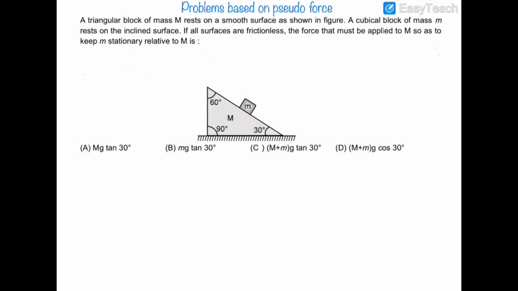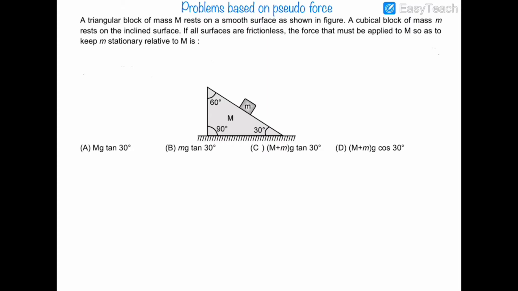Now, in this question, we can see that there is a triangular block of mass capital M, and there is a rectangular block placed on that triangular block, which is a wedge, and all the surfaces are frictionless. Now, if the surfaces shown are frictionless, then the system will move, and this block of mass small m will slide down the inclined plane.